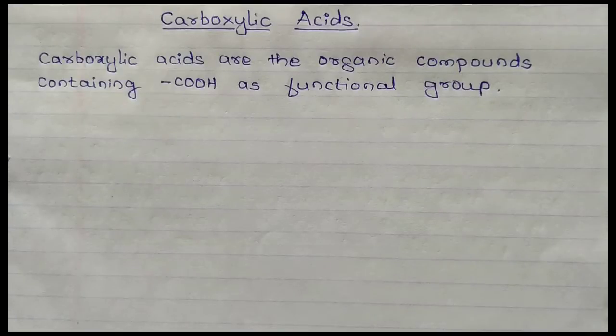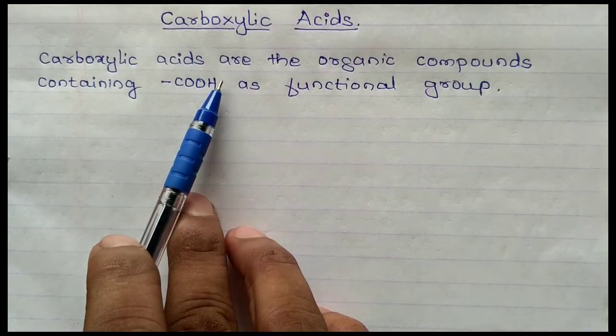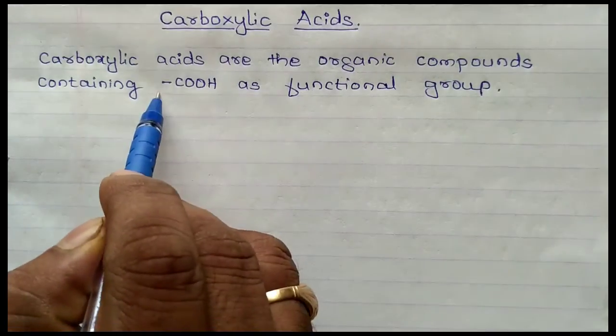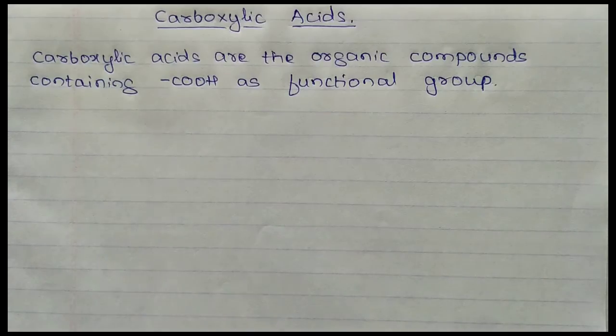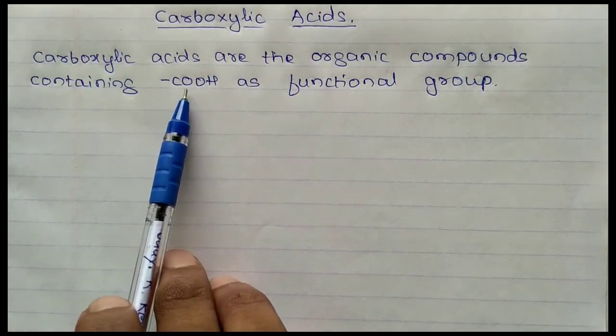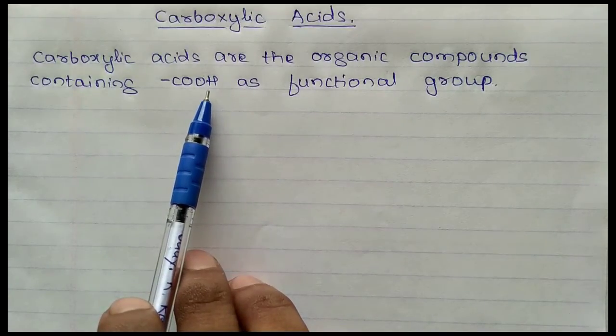Hello students. In this session we will discuss another chapter, carboxylic acid. Carboxylic acids are organic compounds containing COOH as the functional group. The carboxylic acids consist of a CO carbonyl group and an OH hydroxyl group.